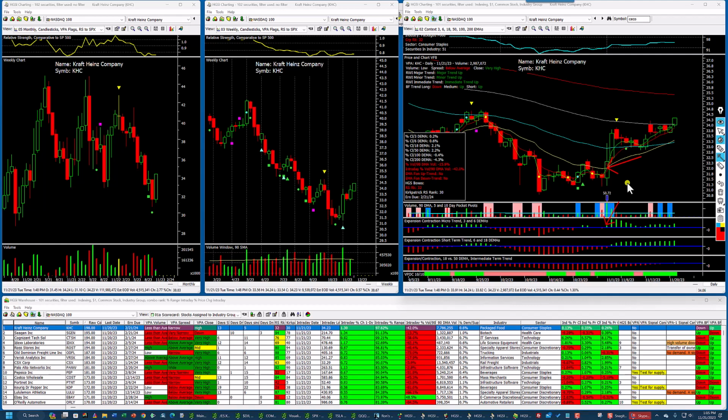Now there was no VPA flag on that day, so by scanning with scans that I have set up in the warehouse views, I would know that this stock crossed to the upside when the 3 crossed the 6.